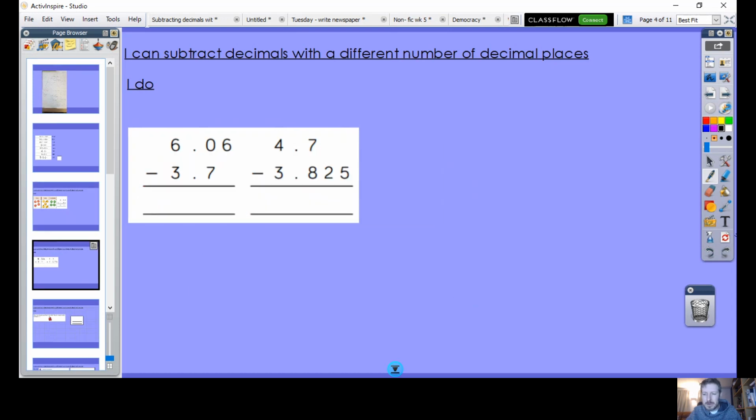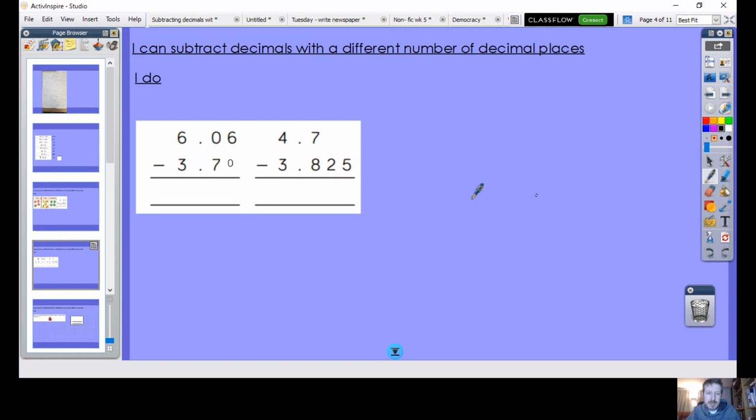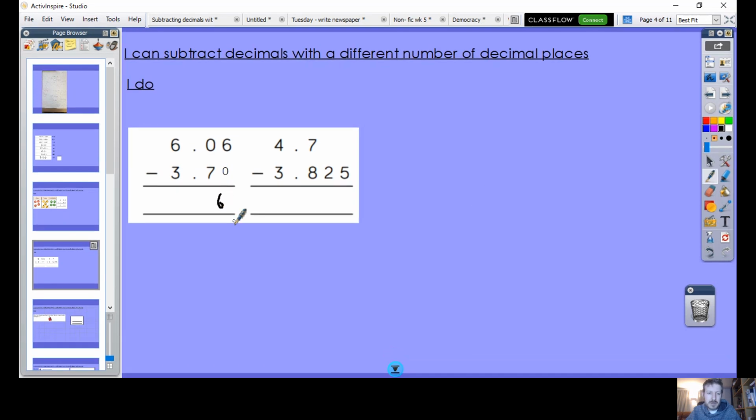Let's look at another couple of examples. So I've got 6.06, and I'm going to take away 3.7. So 6 hundredths take away, there is nothing there. So 6 hundredths take away nothing will be 6 hundredths. This time I've got no tenths, take away 7 tenths. So I can't do that one, so I'm going to need to exchange. So I'm exchanging a 1 for 10 tenths. So then I've got 10 tenths, take away 7 tenths, gives me 3 tenths, then the decimal point. 5 take away 3 is 2.